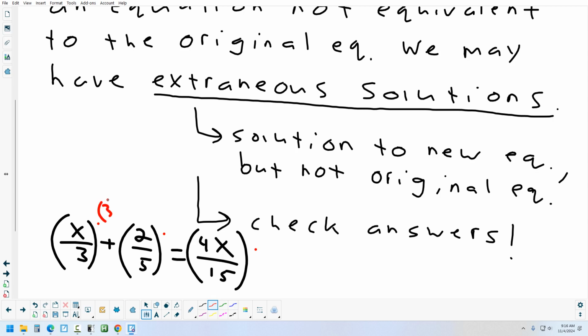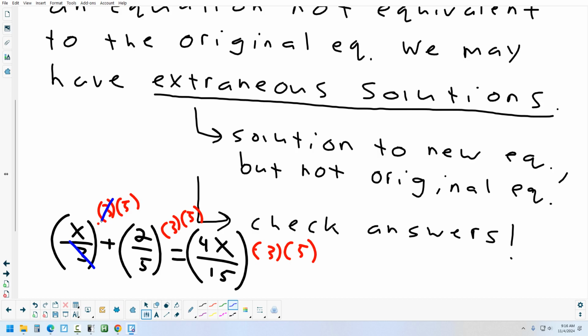I'm going to multiply this first one by 3 times 5. I'm going to multiply the second one by 3 times 5. I'm going to multiply the third one by 3 times 5. When you do that, something's going to cancel out in each fraction. Okay, let's look at the first one. We've got x divided by 3 times 3 times 5. What cancels out in that first calculation? The 3, because you're going to divide by a 3, and then you're going to times by a 3.